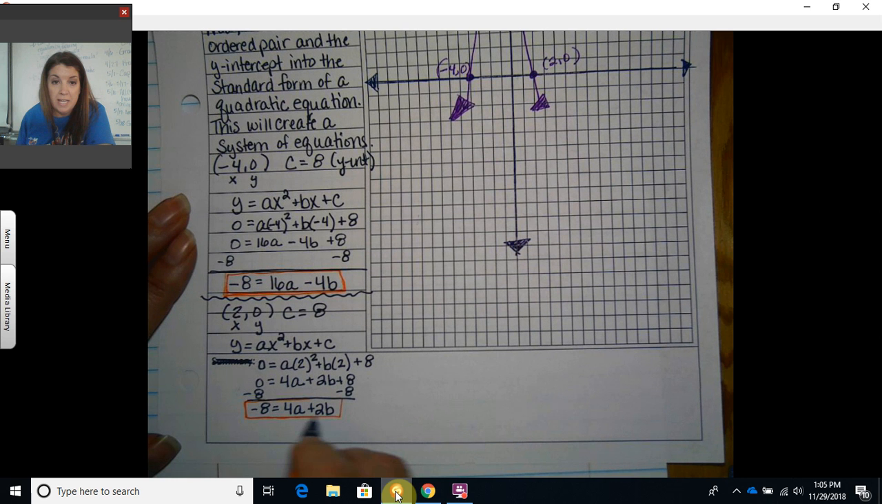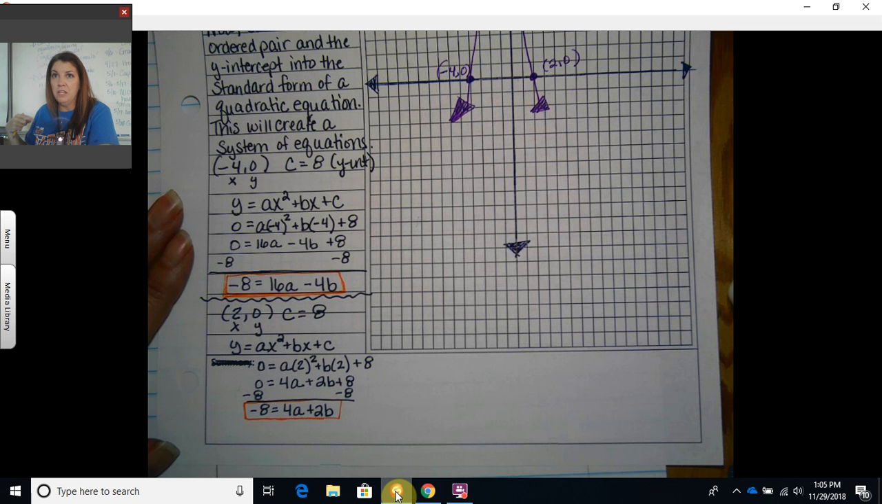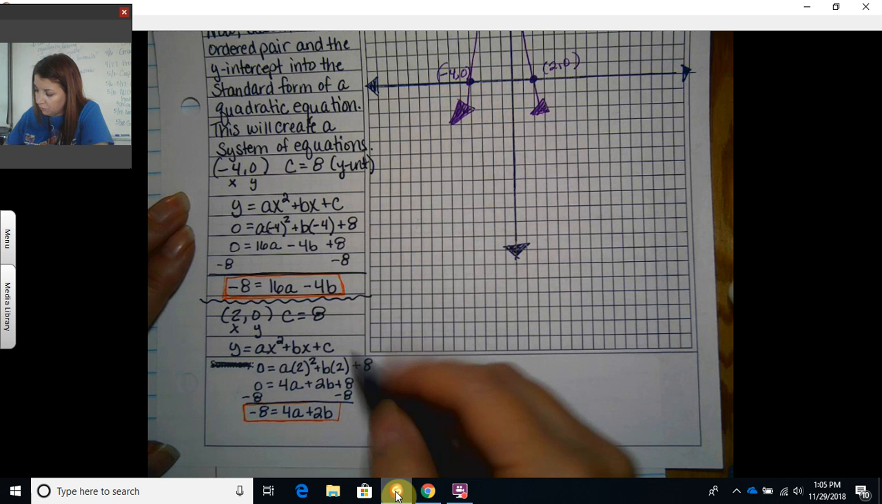So I've created a system. I've got 2 equations. They both have the same variables, so I can put them together as a system and solve for A and B. Remember we learned how to do that? You could solve using elimination, you could solve using substitution, or you could solve by graphing, right? So me, I would probably solve by elimination, especially the form that they're in. So I'm going to come up here.